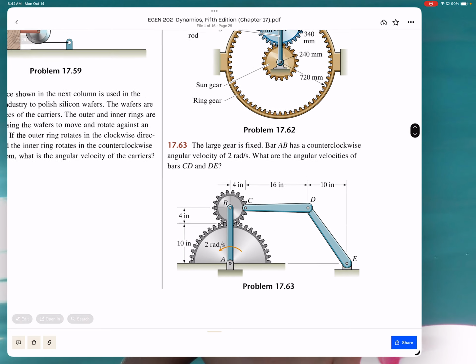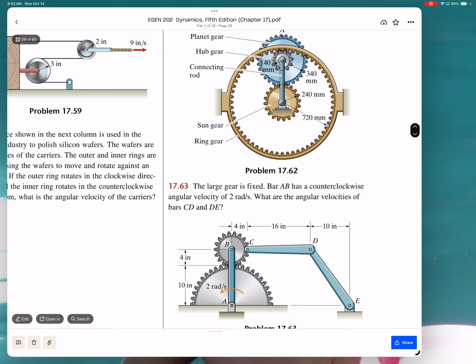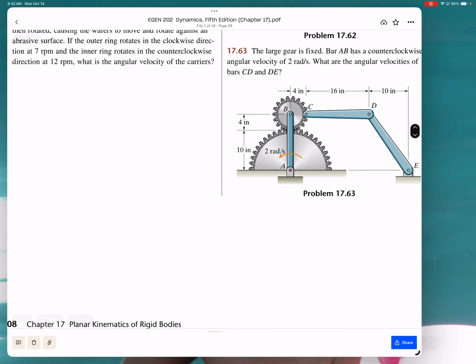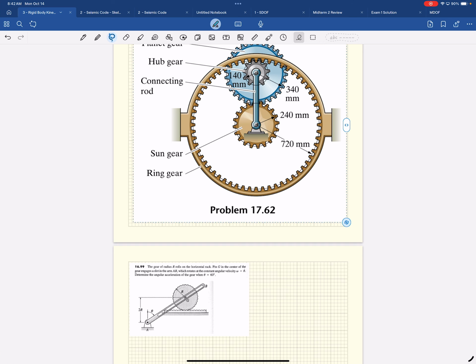Right? And you might say again, what are these for? Like, why would I ever want to know this? Well, this one up here, that planetary gear, this one right here is actually somewhat how your automatic transmission works in your car.